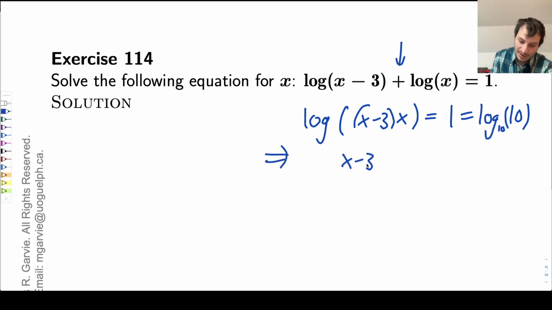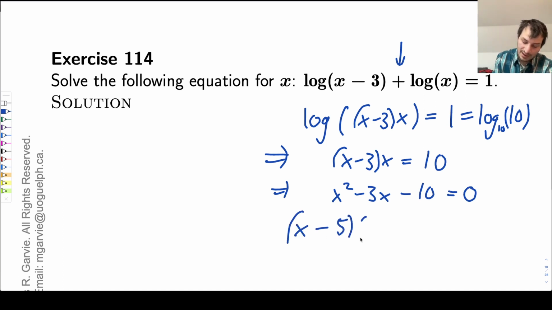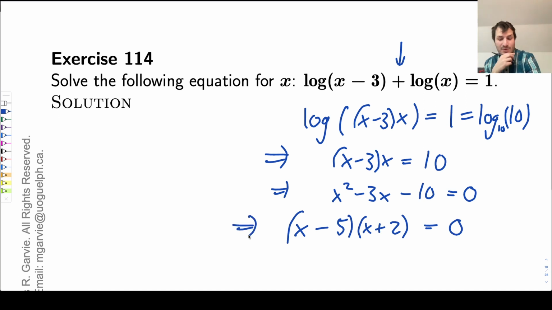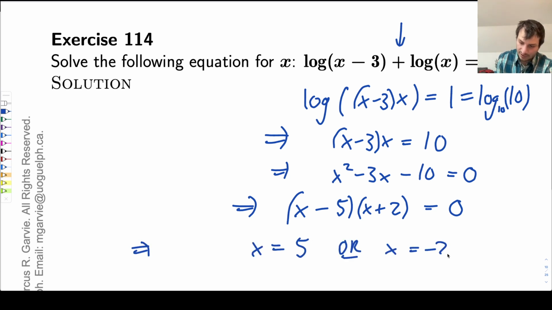So x minus 3 times x equals 10. Expand things out. X squared minus 3x minus 10 equals 0. So I'm thinking of two numbers that multiply to negative 10 and add to negative 3. What about x minus 5 times x plus 2? That's my factoring. Looks good to me. And so therefore, x equals 5 or x equals negative 2.